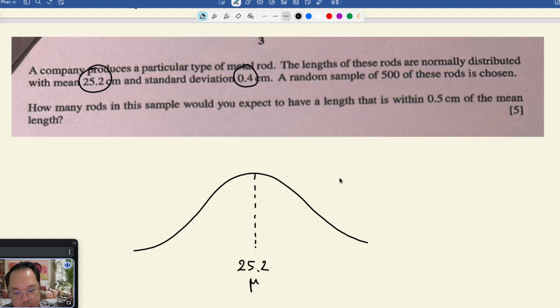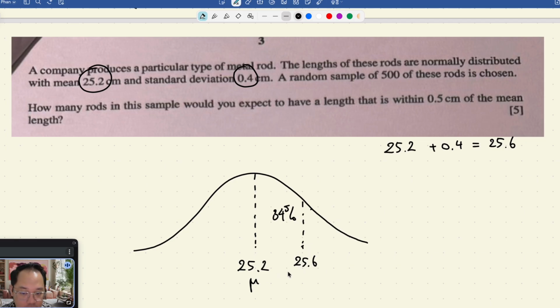So the next value when you add 25.2 and 0.4 is 25.6, which is very small, but it occupies about 34%. Remember that. So 34% is something like this. And the next value here is 25.6, one standard deviation around the mean. How many rods in this sample? The sample consists of 500 rods. The 500 here is called the sample size, the number of items in a sample.